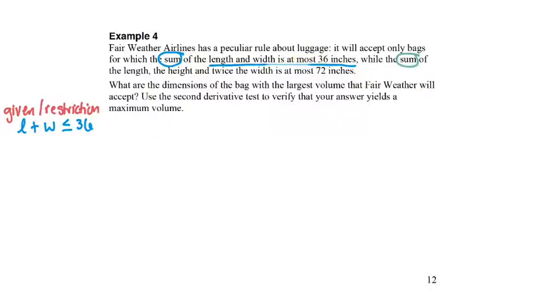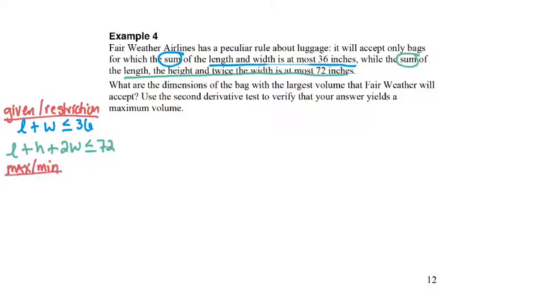Next, again, we're finding a sum of length, height, and twice the width. So length plus height, twice the width, how do we write that? Yeah, it's 2W, not W squared. And again, less than or equal to 72 because of the at most.